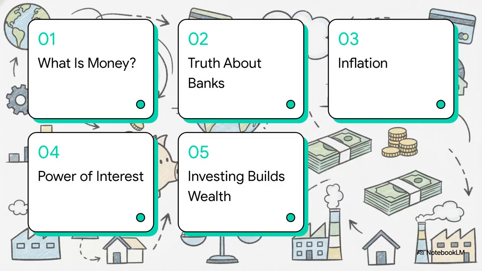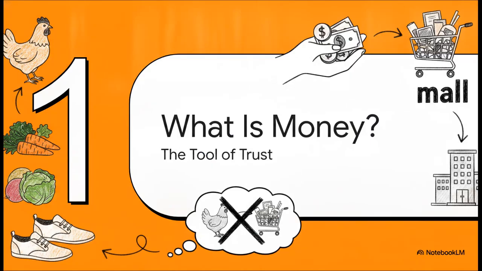To master this game and gain true financial independence, you essentially need to beat these 5 levels. Level 1, what actually is money. 2, the truth about banks. 3, inflation. 4, the power of interest. And level 5, how investing actually builds wealth. Okay, let's dive into this with level 1, what actually is money?